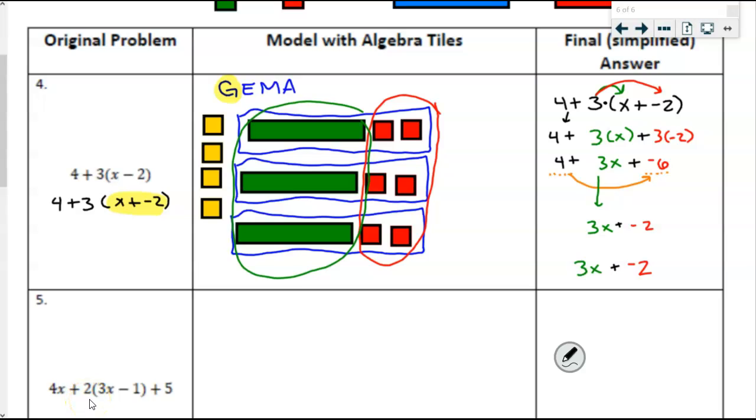I'm going to pause the recording as you guys work this out. Use those algebra tiles. Where should we start on this problem? Probably with grouping symbols. Yep, with your groups. Pausing the recording. Ready, set, go.